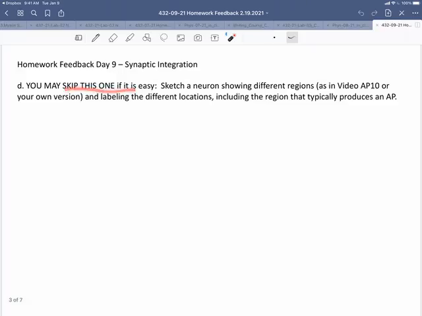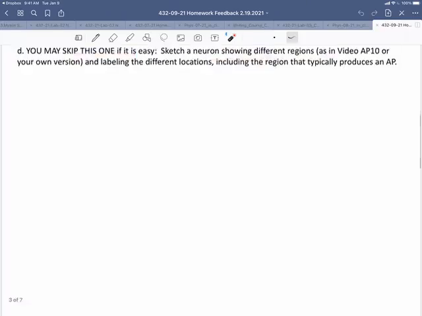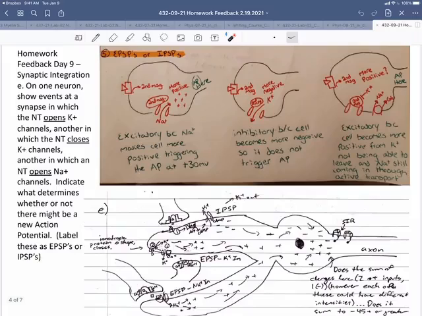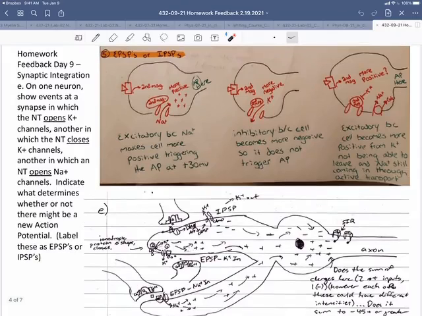Most people skipped this one, just a reminder about different regions of a neuron. And then in this case, I wanted EPSPs and IPSPs, showing an excitatory synapse with sodium. So here sodium is coming in. We have a metabotropic receptor being shown, a second messenger that then binds to a sodium channel, allows sodium in, it's more positive, and so that would be excitatory.